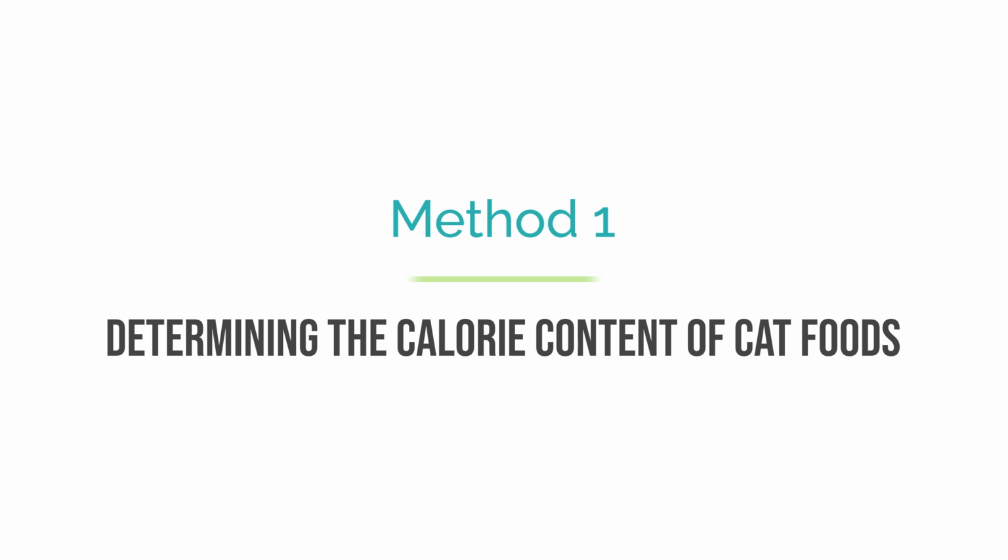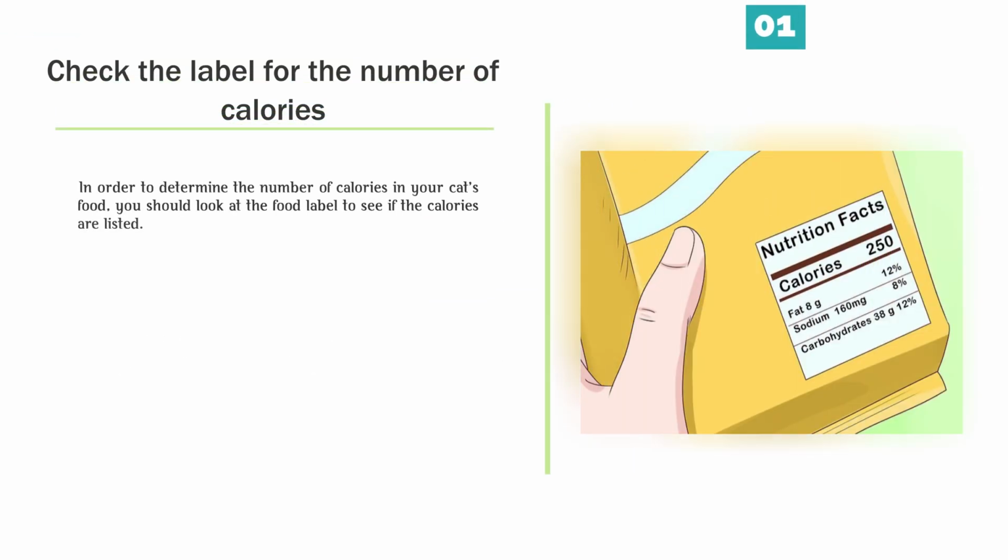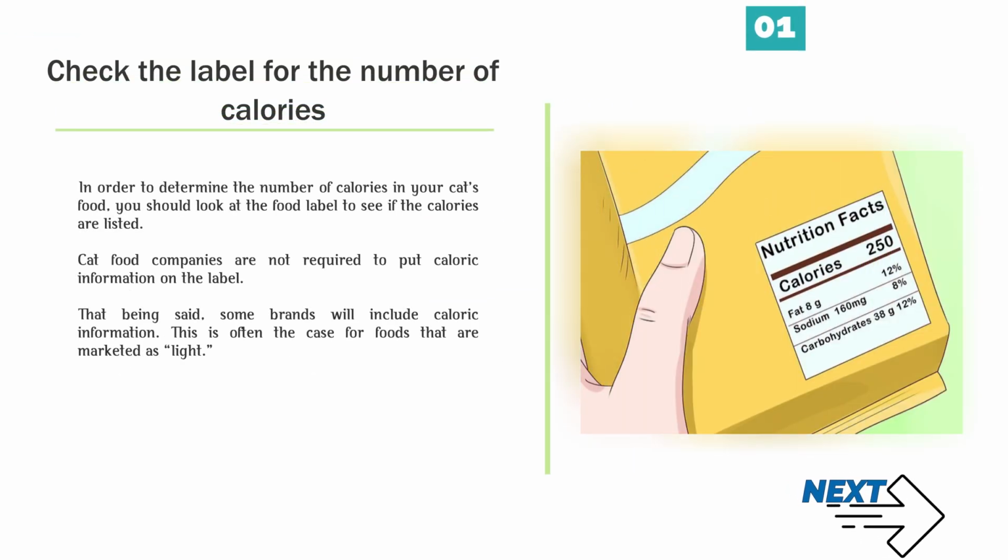Method 1. Determining the calorie content of cat foods. Number 1. Check the label for the number of calories. In order to determine the number of calories in your cat's food, you should look at the food label to see if the calories are listed. Cat food companies are not required to put caloric information on the label. That being said, some brands will include caloric information. This is often the case for foods that are marketed as light.